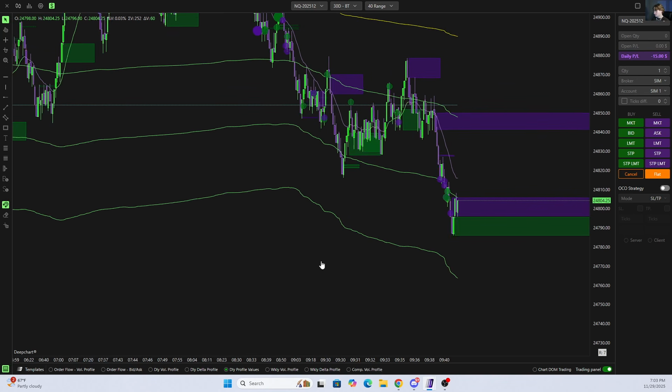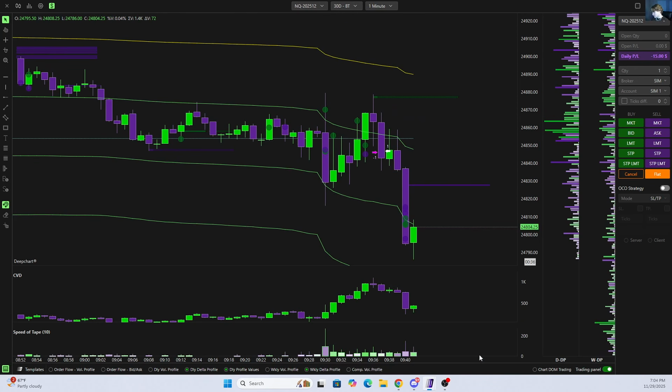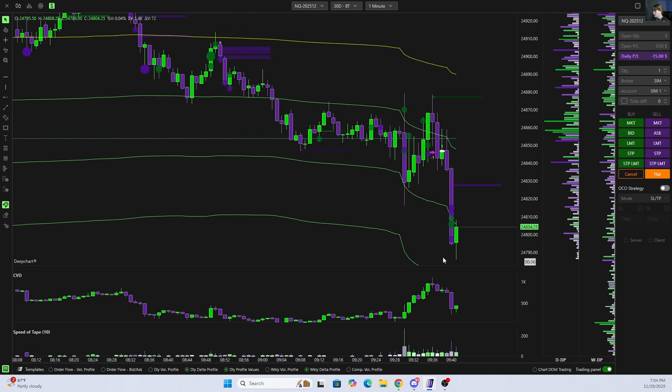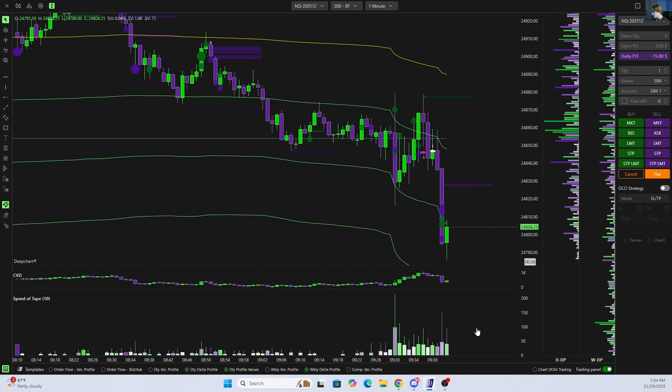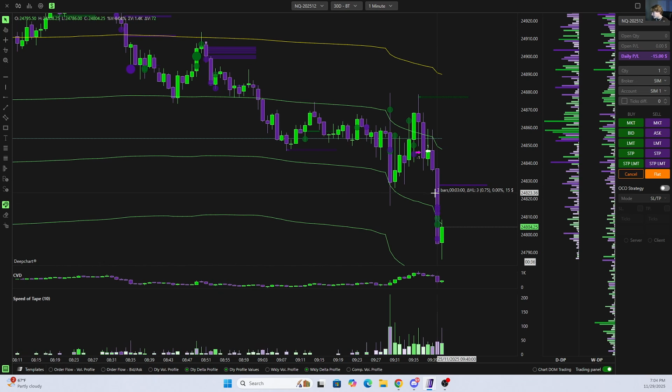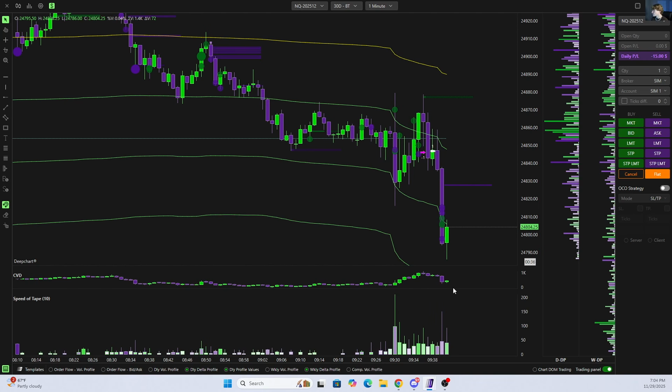Now I'm going to pause it because there's a lot to go through on this one too. Clearly, you can see on this candle that we pushed down, and we look at the speed of tape, that candle that had the aggressive move down where sellers were actually rewarded, had a lot of volume on it, a lot more than these other candles.